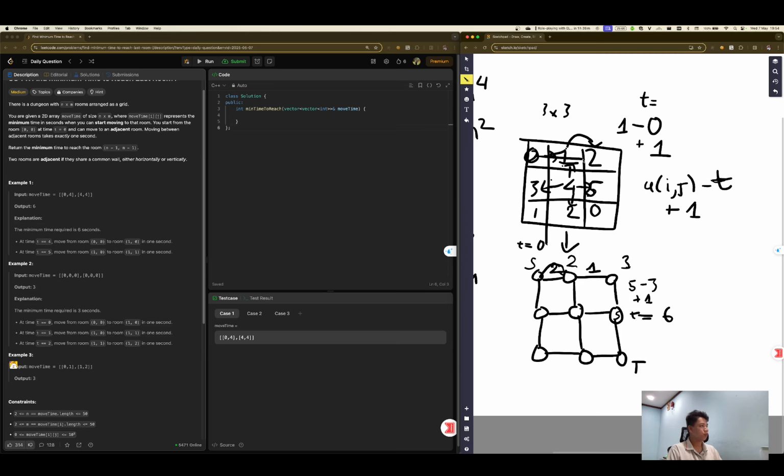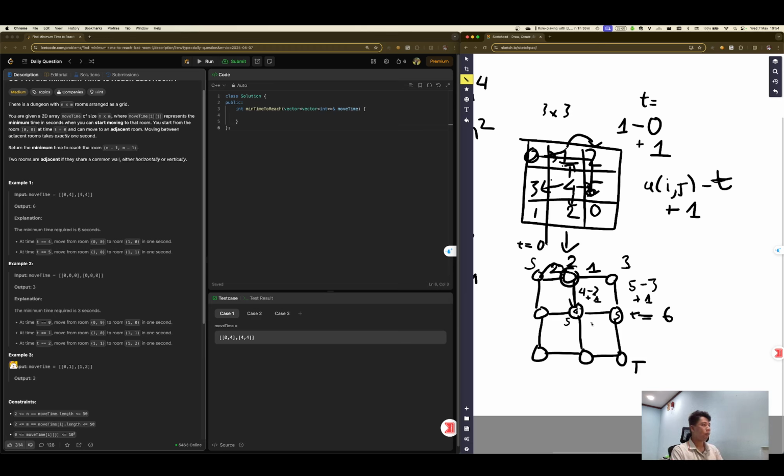So if you want to move from this room to this room, it requires 6 seconds. Or if you want to move from the second room, where at the moment t is 2, and it requires 4, this will be 4 minus 2 plus 1, which is 3, and you will be at this room at the time of 5.